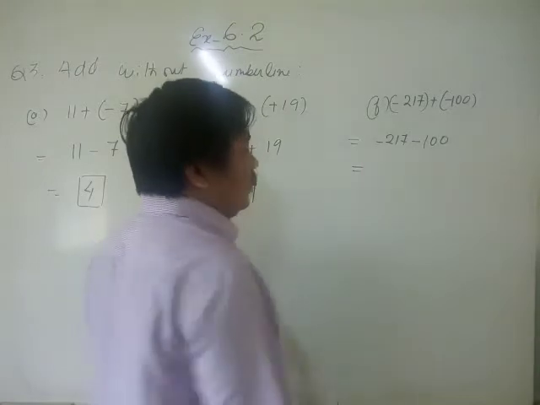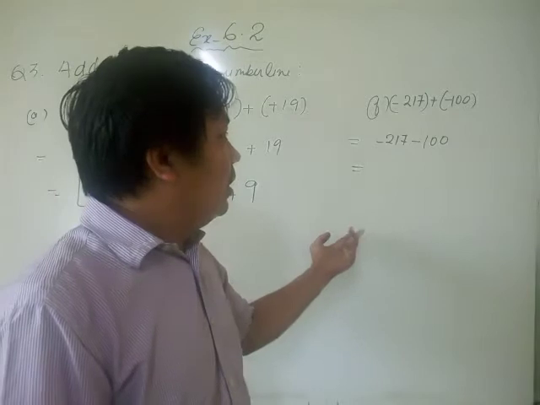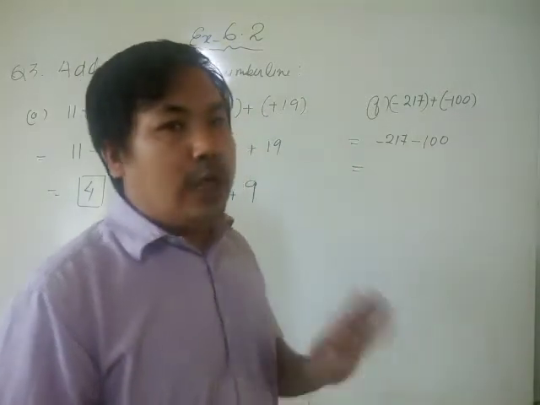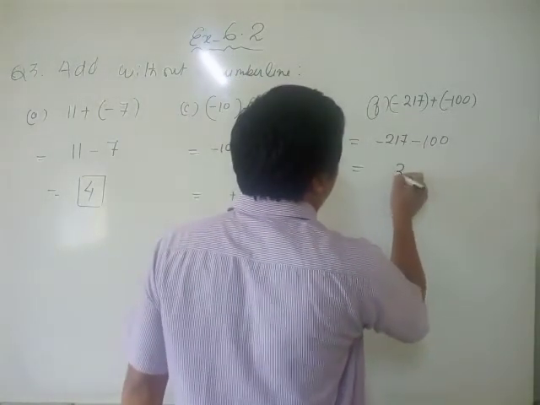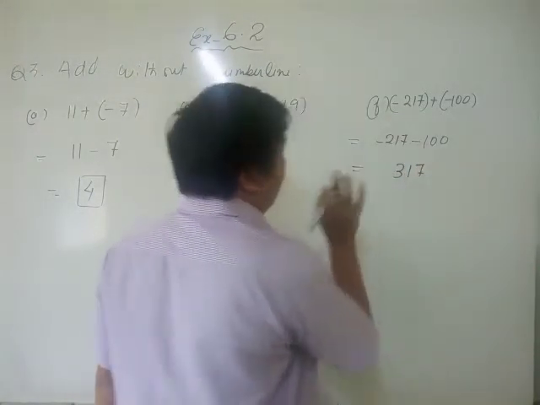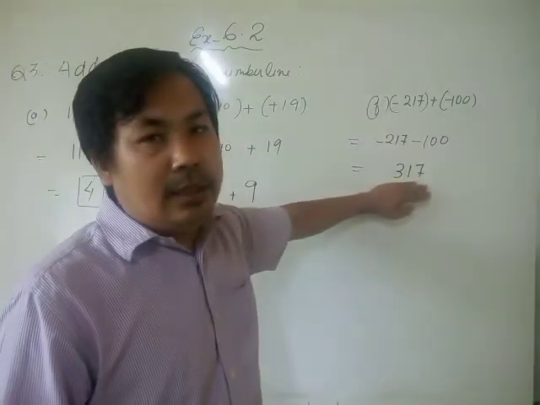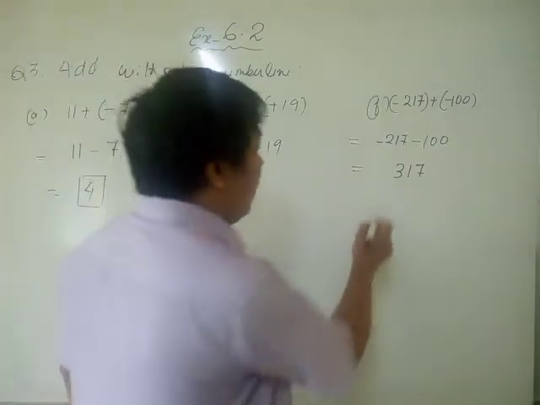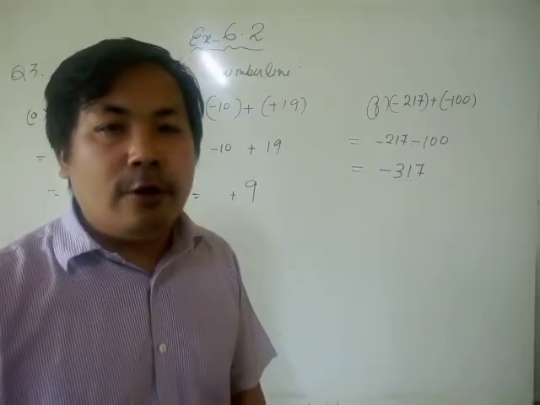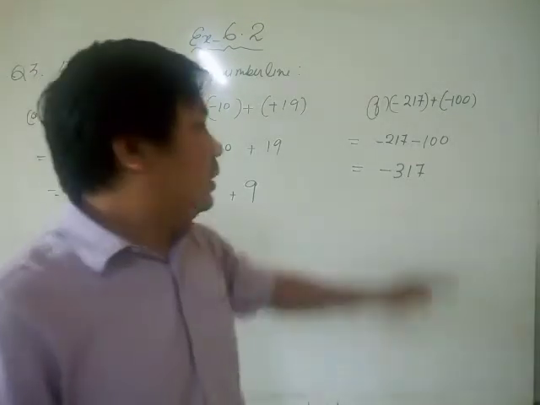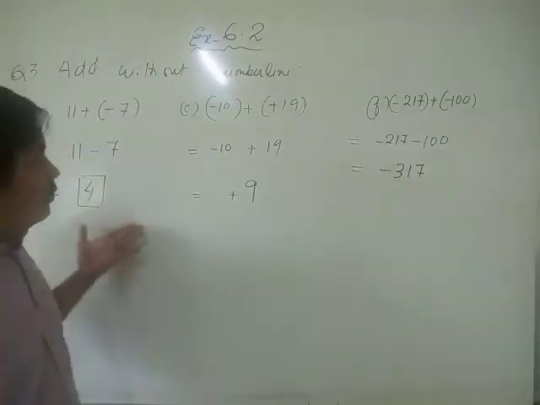Now here the two integers are the same, meaning all are negative integers. Minus, this also minus. That means we have to add the numbers. If you add the numbers, how much do you get here? 317. And the sign of the number in the answer, the sign will be minus. Why? Because both are minus, and 317 is the sum of two negative integers, so this also will be a negative integer. This is one. Okay. So like this, we have to do it.